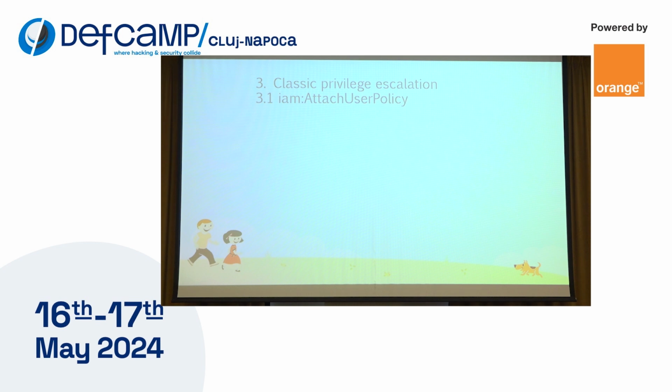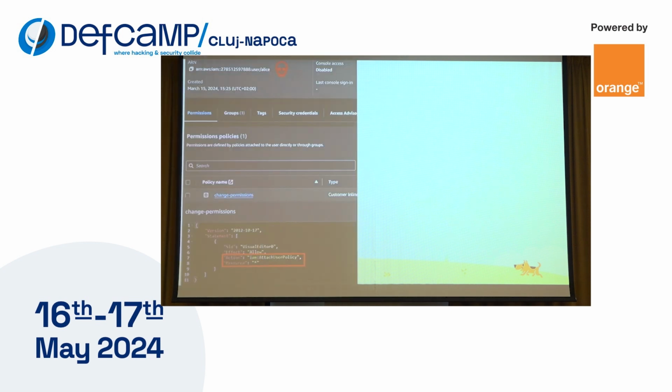Now, in AWS, the permissions are in this form. So we have the service followed by the action. In this case, the service is IAM, which stands for Identity and Access Management, and the permission is to attach user policy. And these permissions are pretty much self-explanatory. Let's see some examples. So we have a compromised user that has this permission to attach user policy on any resource.